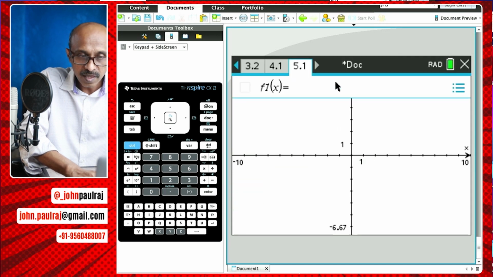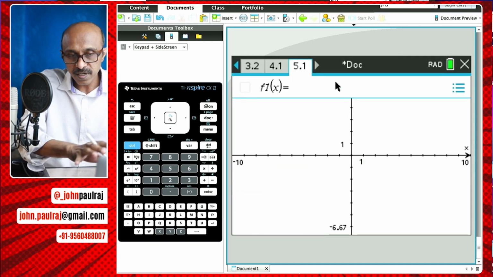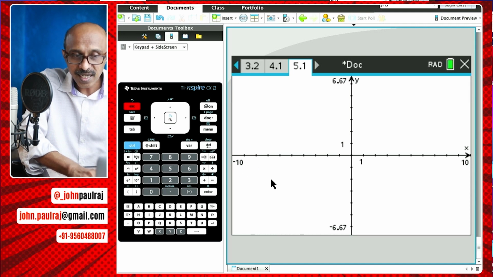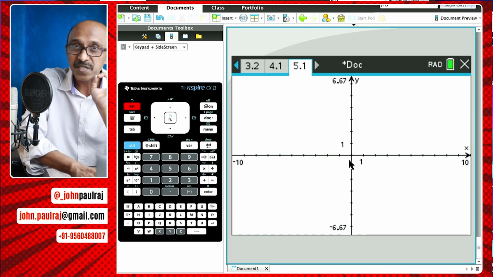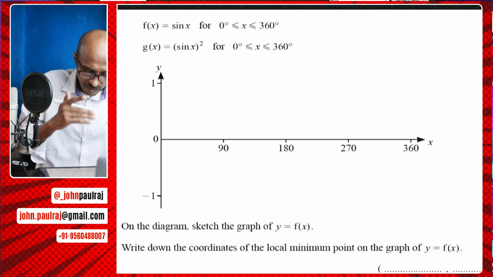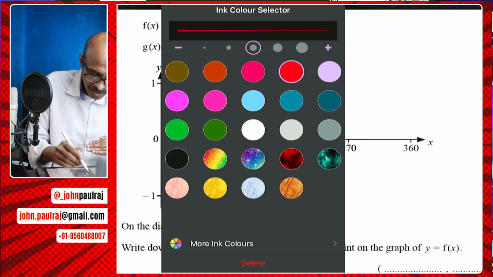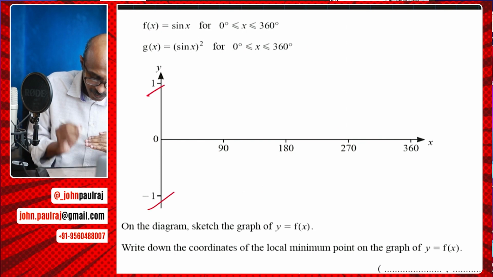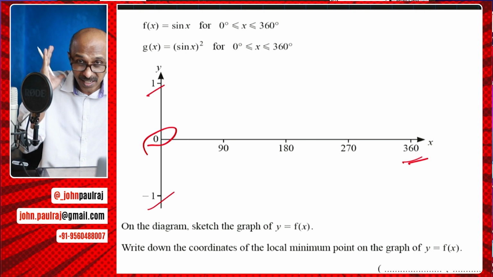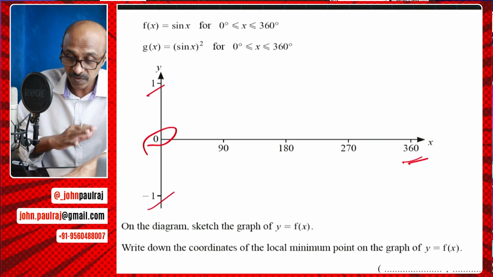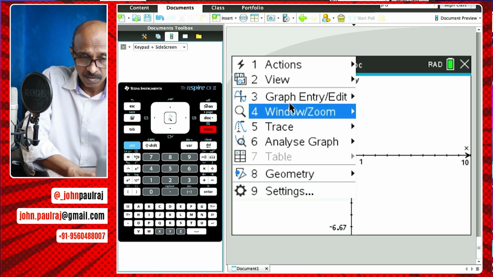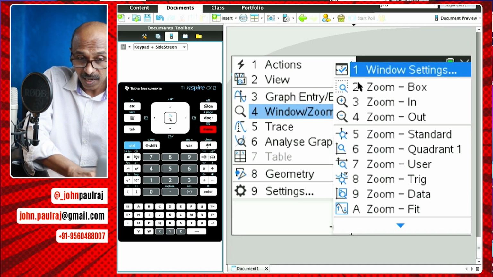inserting a new problem. The first thing you do when you see this kind of graph page is just hit escape, come out of that entry, and arrange your window settings. That's the first thing to do. Arrange your window settings according to what is given in the question. In the question, the minimum value of y is -1, the maximum value of y is this, the minimum value of x is 0, and that's 360. Just arrange it as close as possible. To get to that, you have to go to menu, window zoom, and window settings.